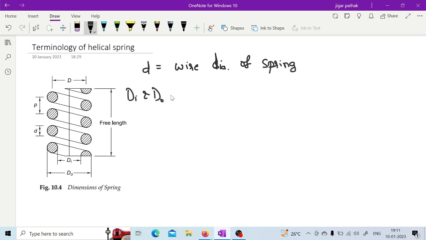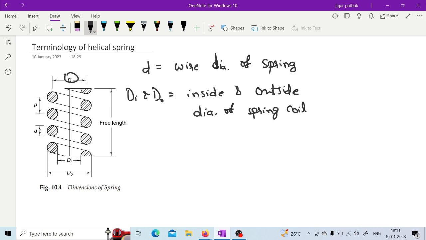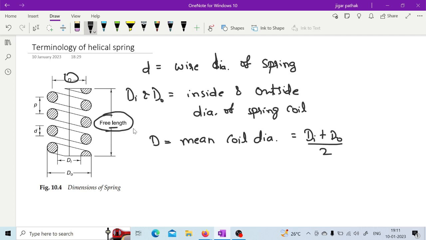Here di and do are the inside and outside diameter of the spring coil. While capital D, as mentioned, is the mean coil diameter; as the name suggests, you can calculate it as (di + do)/2. The length terminology we will discuss at length in the next slide, how these different types of lengths are considered in a spring. So these are some of the basic terms related to the helical spring.